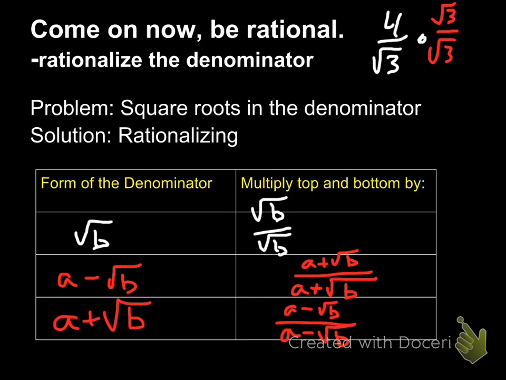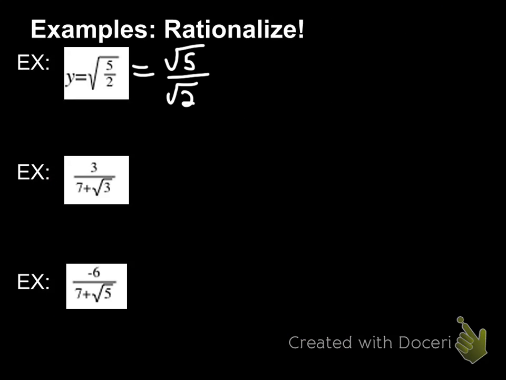To rationalize the square root of 5 over the square root of 2, I'm going to have to multiply the top and bottom by the square root of 2. Remember, it's that first form. So square root of 2 divided by the square root of 2. That is an okay move because I'm just multiplying by 1. I'm not changing the expression at all.